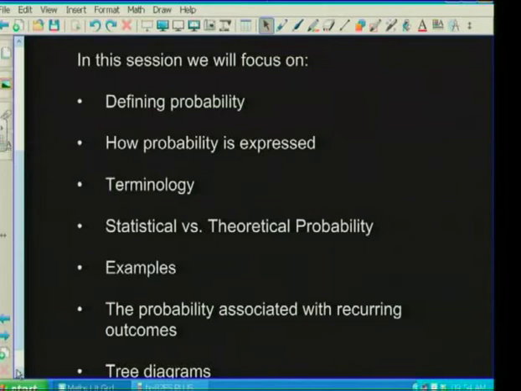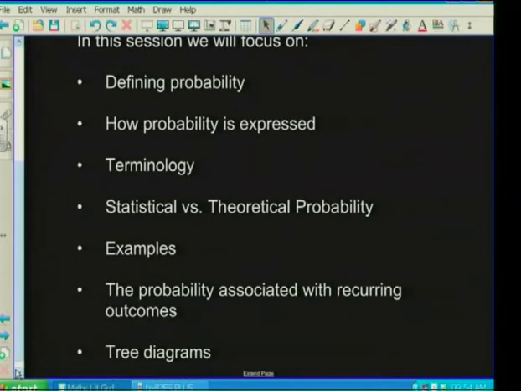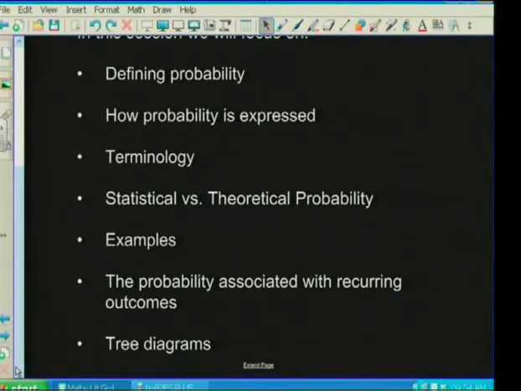And of course, we'll have to do a number of examples so that you can get your hands onto doing some of the work that is required. Then we'll cover the probability associated with recurring outcomes, or outcomes that happen time after time. And lastly, we'll do something called tree diagrams. We'll see what those are in a moment.